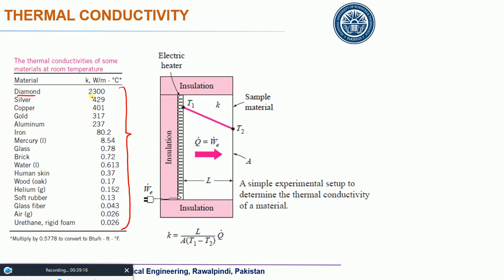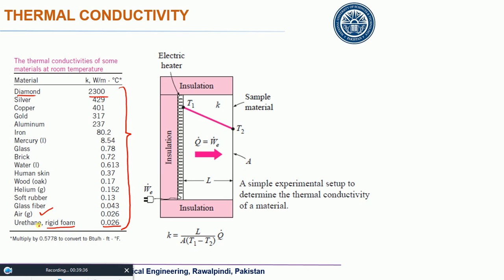You see, for diamond you have 2300 units of K, much greater than any other material. Now this is urethane, rigid foam. You see, its K is almost equal to air.